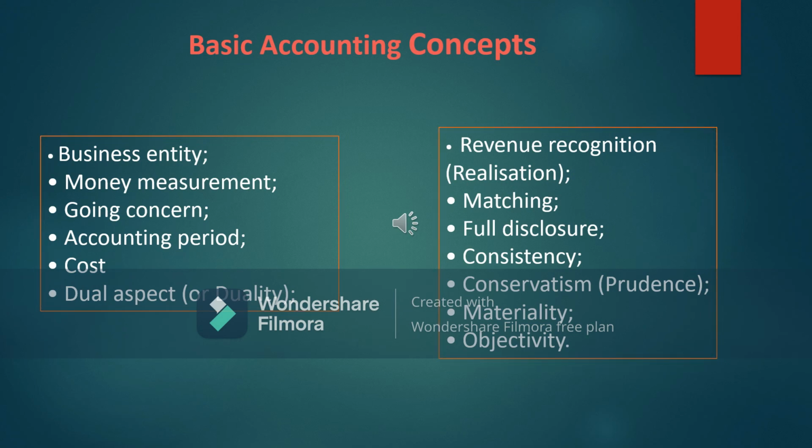These are the basic accounting concepts of GAAP. First is business entity, money measurement, then going concern, accounting period, cost or historical cost concept, dual aspect, revenue recognition or realization, matching concept, full disclosure concept, consistency, conservatism or prudence, materiality and objectivity. Now we will study deeply about all these 13 concepts.